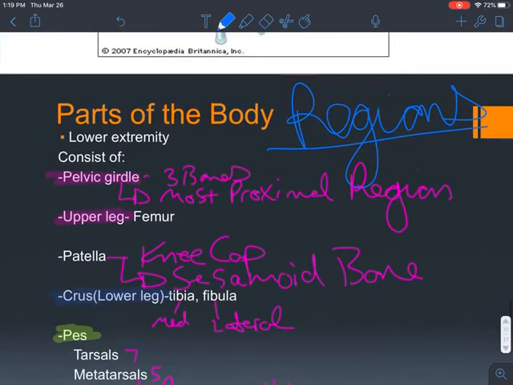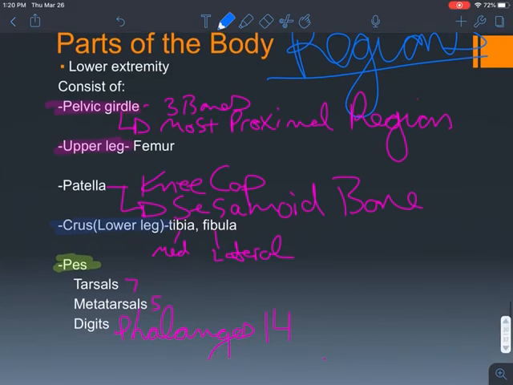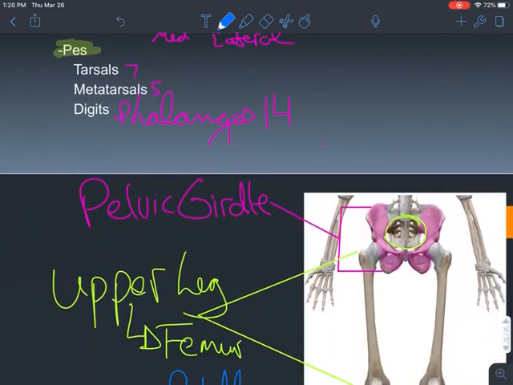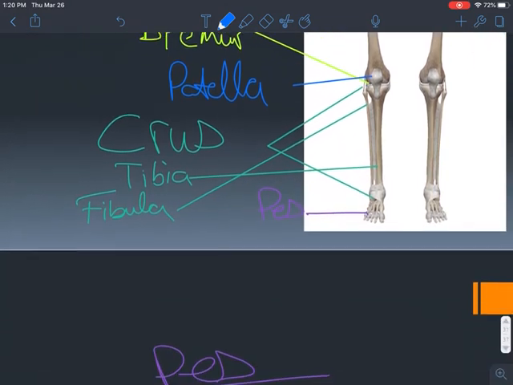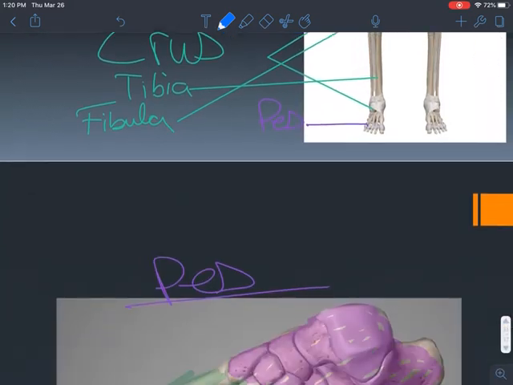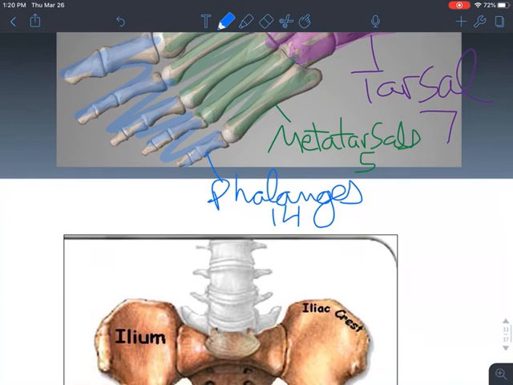Okay. So let's just start at the top. Parts of the body, so different regions. You have your pelvic girdle, which is the most proximal region on the lower extremity. Your upper leg is your femur. Your patella is your kneecap. Crus is the region of the lower leg, and then your pes. Upper leg, crus, tibia, fibula, and then your pes, consisting of your tarsals, metatarsals, and phalanges.